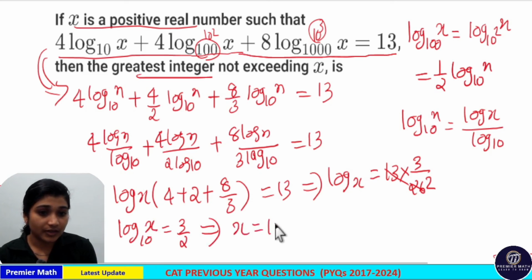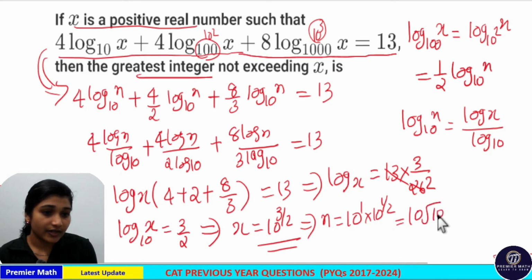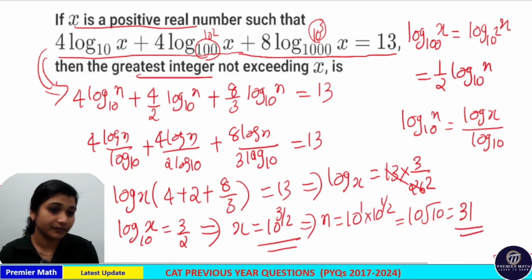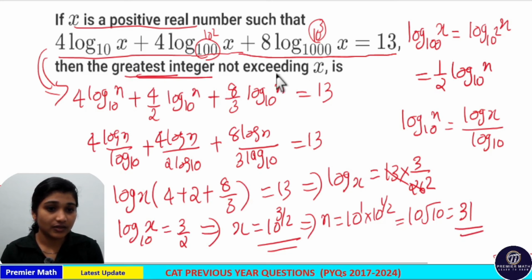X is equal to 10 raised to 3 by 2, which means x is equal to 10 raised to 1 into 10 raised to 1 by 2. That is 10 root 10. Root 10 is around 3.1. So 3.1 into 10 is equal to 31. So your answer is 31. We need the greatest integer not exceeding x.